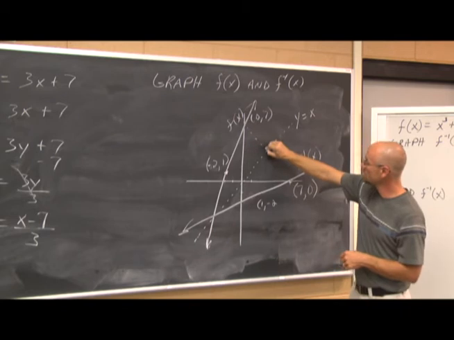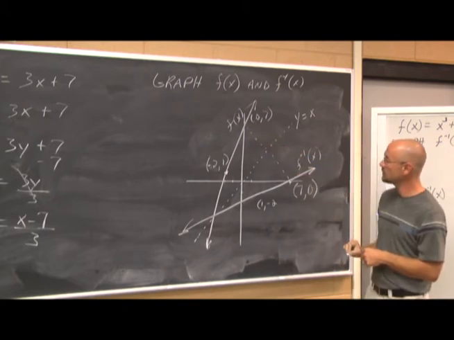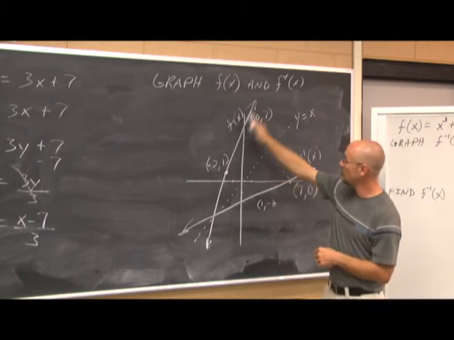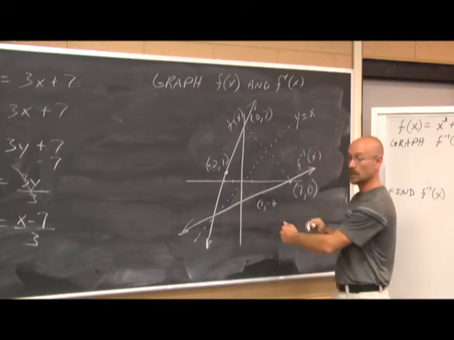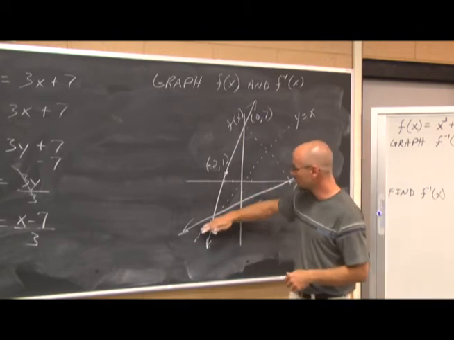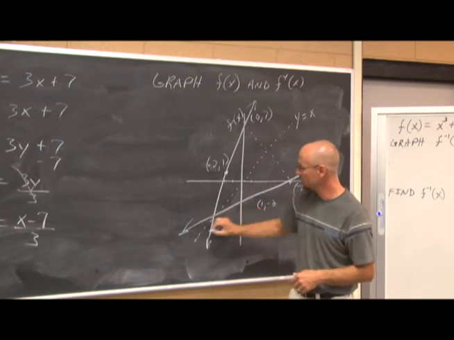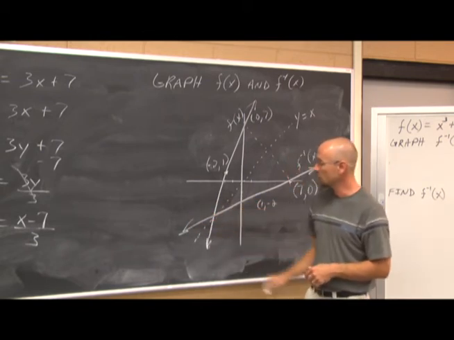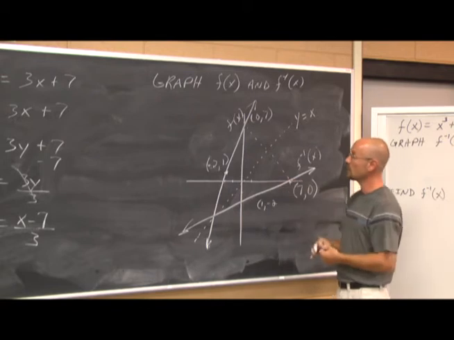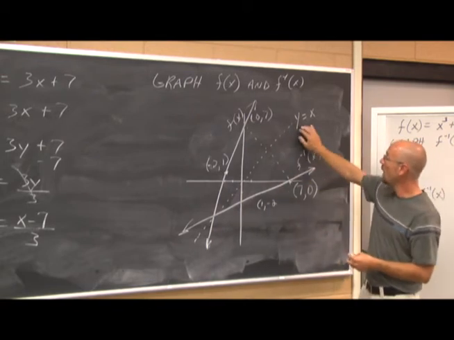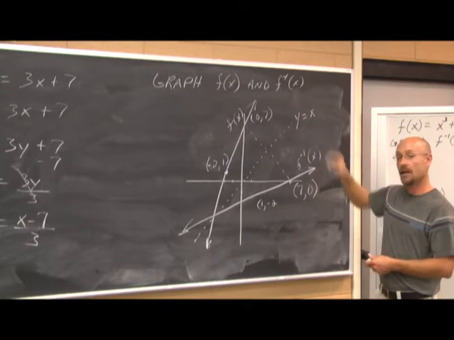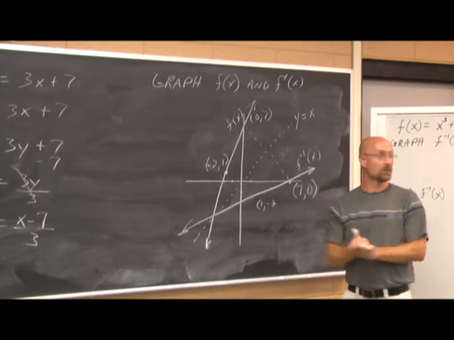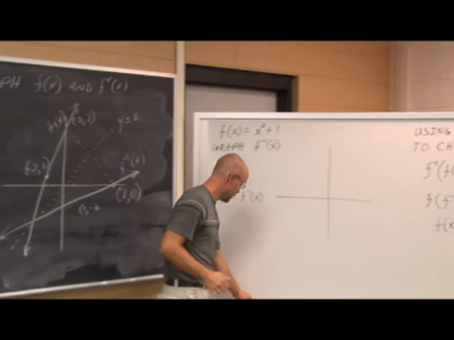They are reflections through this line, equal distances apart. So what's above the line here is reflected below the line y equals x. Over here, we can see what's above the line is reflected below the line. So this is how we can actually visualize it. Y equals x is our tool that we can use when we have to graph a function and its inverse. So let's do one more example of that.